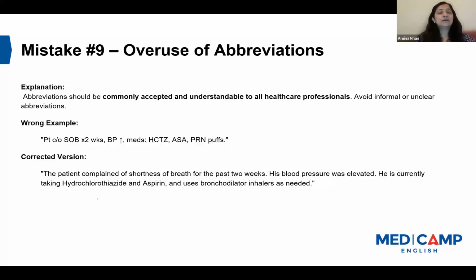For example, look at this example. PT is used for patient. CO, care of. He came with this condition. SOB, shortness of breath. It's not that uncommon, but still better to use the full form of it. Into 2 weeks, blood pressure is high. Then he or she is using hydrochlorothiazide. This is a very rare kind of abbreviation. I would like to share one more abbreviation that I came across. That was ER. ER is used for emergency room, and that is also not very common. So try to avoid those abbreviations.